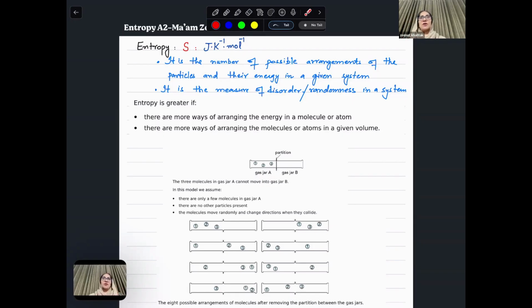That is the third topic of chemistry. In entropy, what is entropy? What is its symbol, its unit? You can see this on the screen. Entropy symbol is S, and entropy is the measure of disorder.